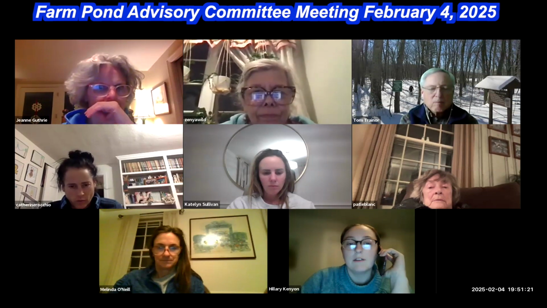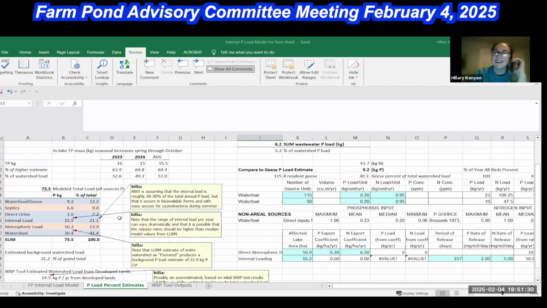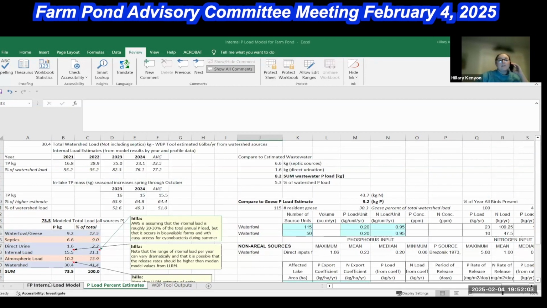I'm gonna start with the internal phosphorus loading model. So this looks like a lot of information. Yes, it does. Give me one second, and I'm gonna mute my computer. All right. Oh yeah, there you go. Good. I have to hold it for some reason. It's fine. Okay, so basically, I'll start on the first tab.